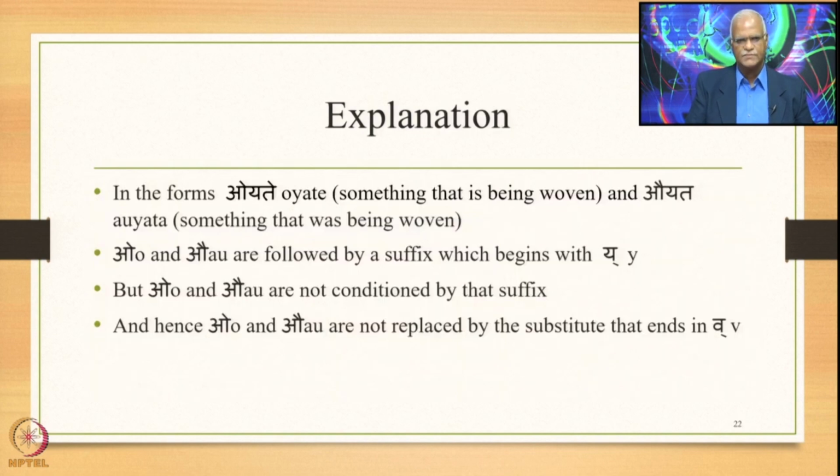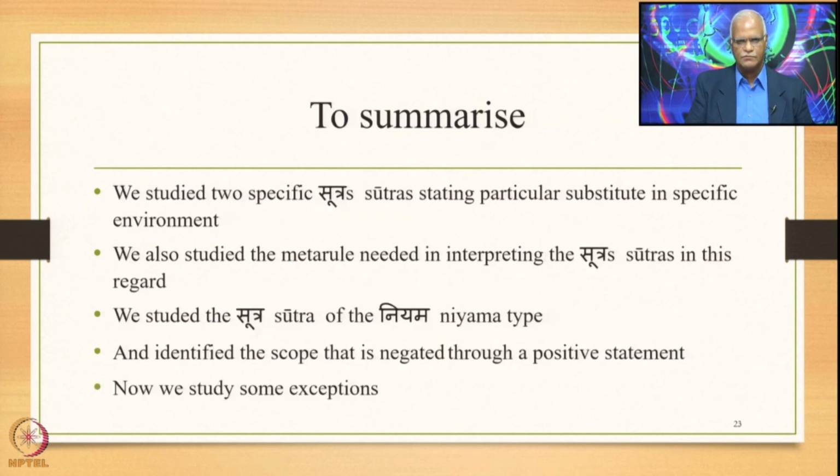So the explanation is, in the forms oyate, something that is being woven, and auyata, something that was being woven, o and au are followed by a suffix which begins with ya. Alright, but o and au are not conditioned by that particular suffix beginning with ya, and hence o and au are not replaced by the substitute that ends in va, namely av and āv respectively. This is the meaning and the explanation of 6.1.80 dhātos tannimittasyaiva.